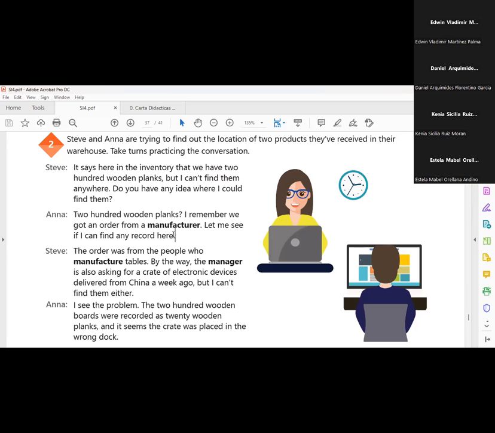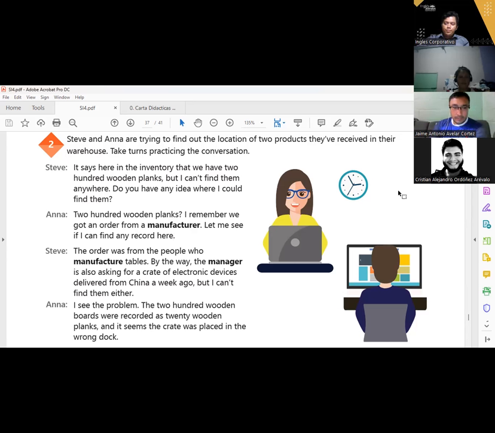By the way, the manager is also asking for a crate of electronic devices delivered from China a week ago, but I can't find them either. I see the problem. The 200 wooden boards were recorded as 20 wooden planks, and it seems the crate was placed in the wrong dock.